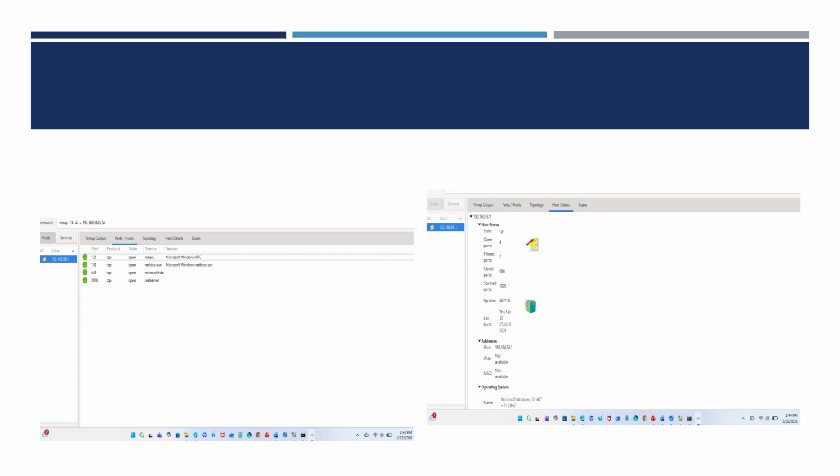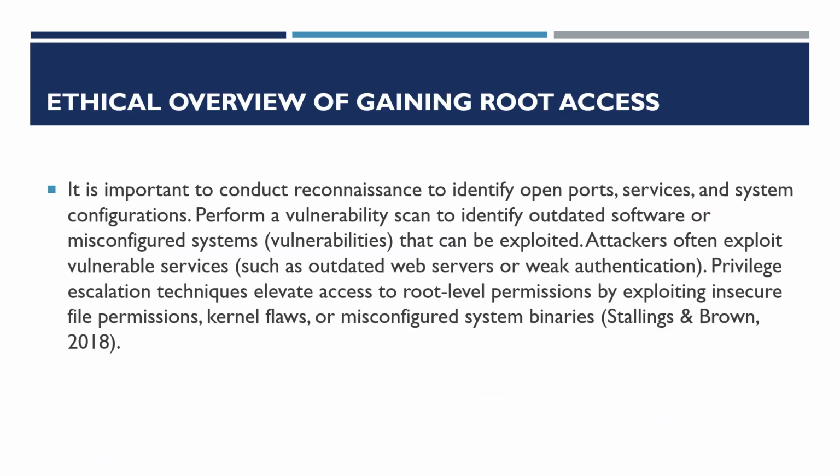All the 4 ports that were open used the TCP protocol in a Microsoft Windows computer. So the next part was the ethical overview of gaining root access.